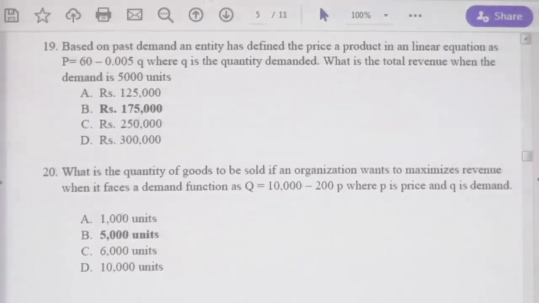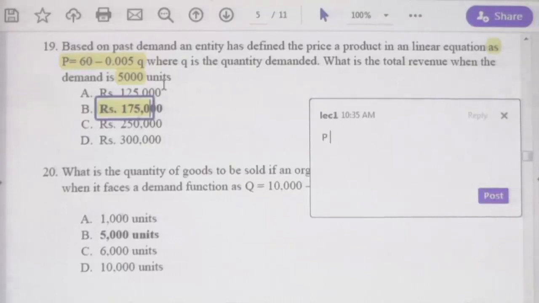Based on past demand, an entity has defined the price of a product in a linear equation as P equals 60 minus 0.005 Q. Q is the quantity. What is the total revenue when the demand is 5000? We know when you have the price function, based on the price function we can develop the revenue function. Then when you have 5000 units, they ask what is the revenue. The answer was given as 175,000. Let's see how we can consider this.